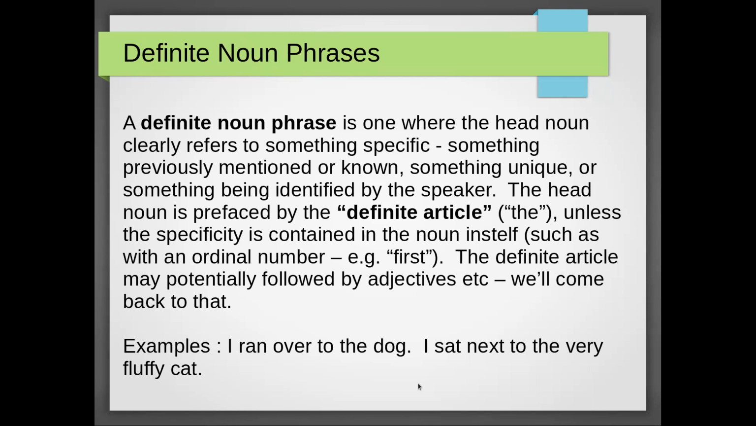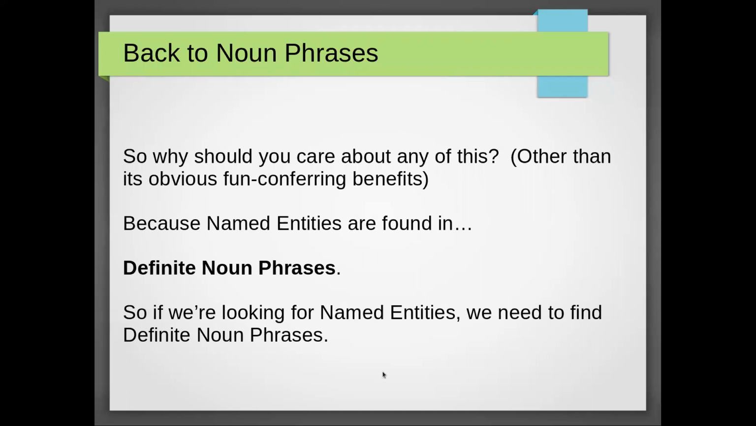examples of definite noun phrases, because the reader or listener knows exactly which dog or which cat you are referring to. You're not just talking about a dog or a cat or some cats or some dogs. And we concluded that the reason that we should care about this, other than the fact it's so much fun, is because named entities are found in definite noun phrases. So they're the place we need to look for these kinds of things.